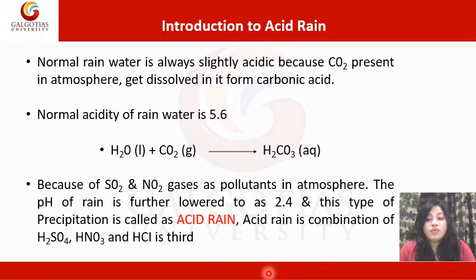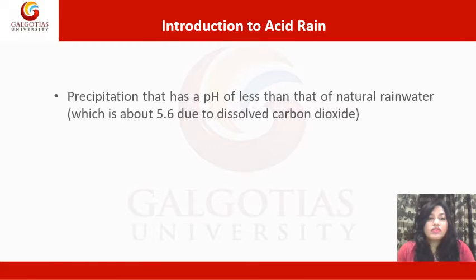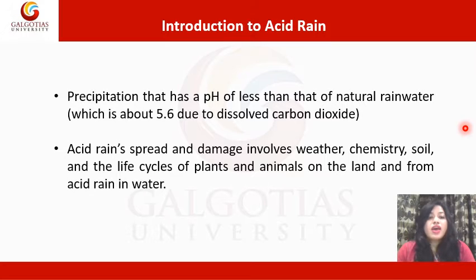Acid rain is a combination of sulfuric acid, nitric acid and HCl. Precipitation that has a pH of less than that of natural rainwater, which is about 5.6 due to the dissolved carbon dioxide, is called acid rain. Acid rain spread and damage involves weather, chemistry, soil, and the life cycles of the plants and animals on the land and in water.